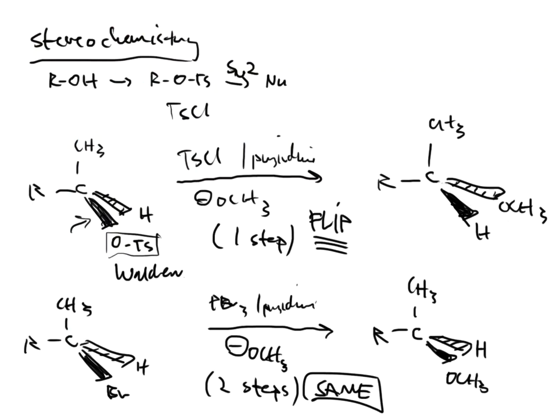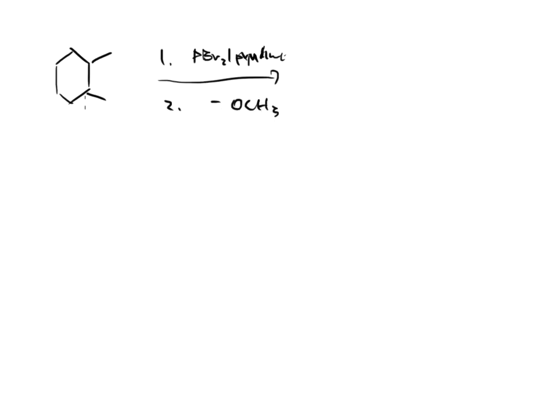So I want to go back to all of those notes that we took in the last video. All right, so let's start with A. We've got this ring structure, and I'm not going to worry about stereochemistry, not yet. We are reacting this with PBr3 and then pyridine. And then in step 2, we're going to react this with OCH3.